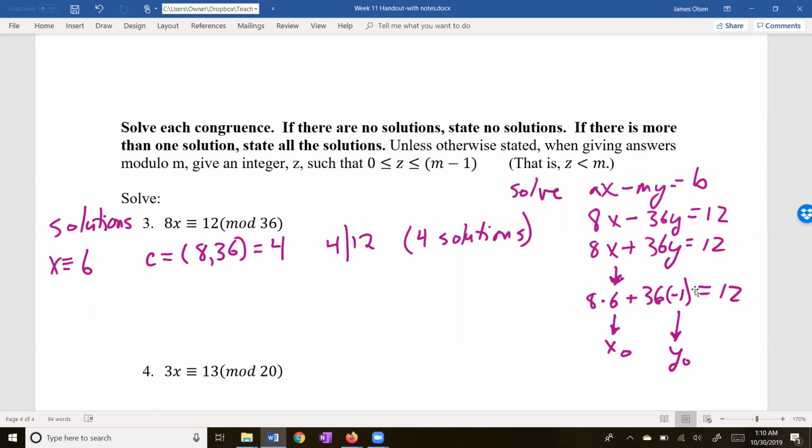Now, going back to our Diophantine methodology, x is equal to x naught plus, remember our theorem, b over d t. Now, I'm putting this in quotes because b is playing a different role here. But in our case here, x naught is 6. The b in quotes is the number 12. No, it isn't. It's the number 36.